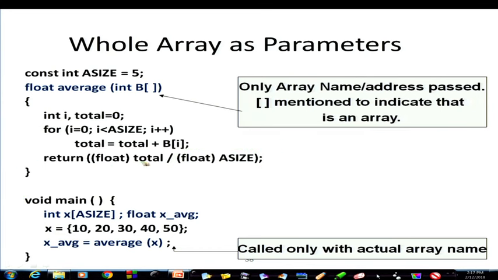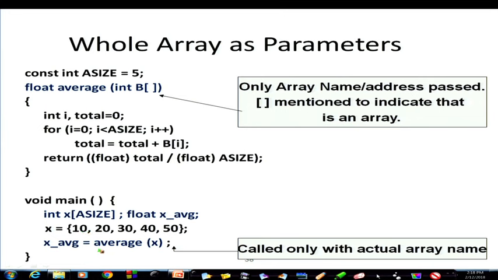That is the purpose of this float, but the main contention here is that I have passed this array B, but who passed it? The main function. Let us study the main function. x is an array of size a size, that is 5, and x average is some variable, and x has been assigned as 10, 20, 30, 40, 50.